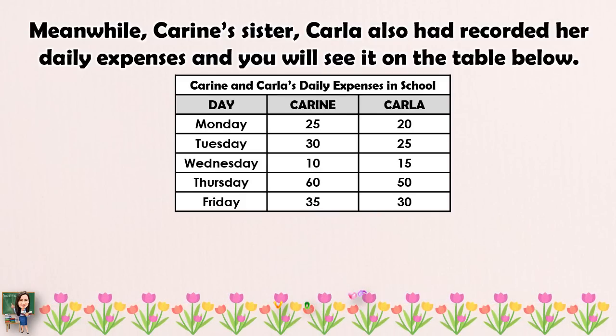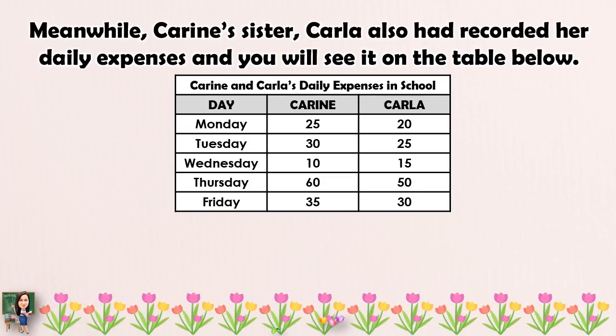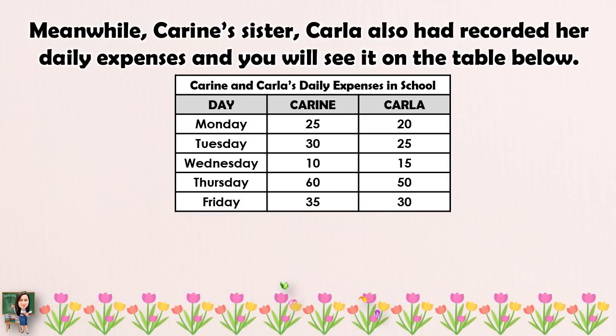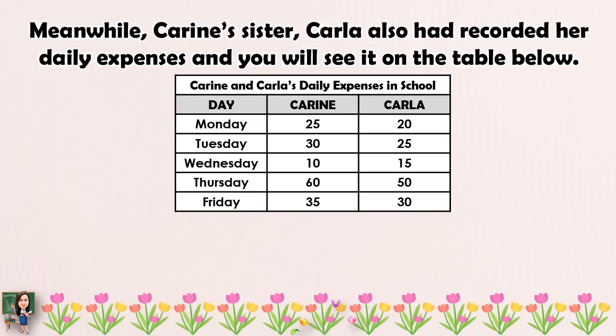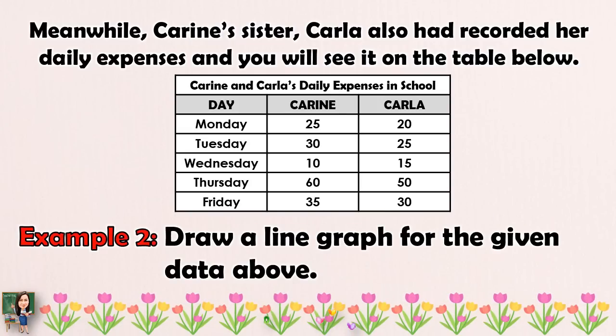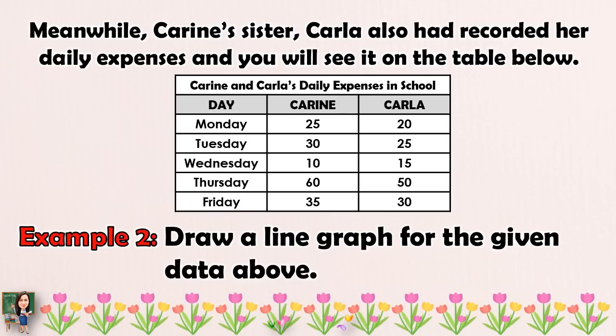Wednesday, Karine's expenses is 10 pesos while Carla is 15 pesos. Thursday, Karine's expenses is 60 pesos while Carla is 50 pesos. And on Friday, Karine's expenses is 35 pesos while Carla is 30 pesos. So now for example number 2, draw a line graph for the given data above.